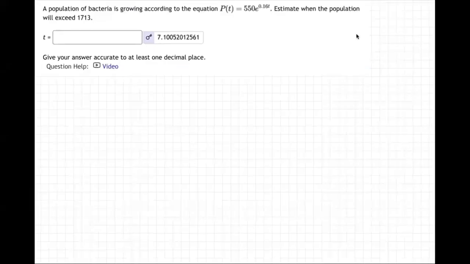Welcome to a question in which we're being asked, the population of a bacteria is growing according to this model. Estimate when, that's the key word, when the population will exceed 1713. So, all right, let's write this out.